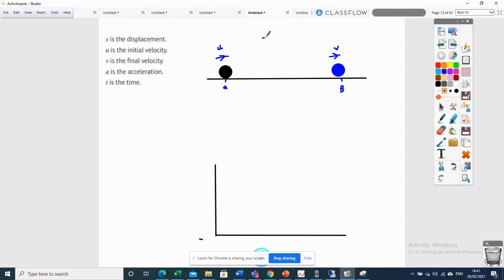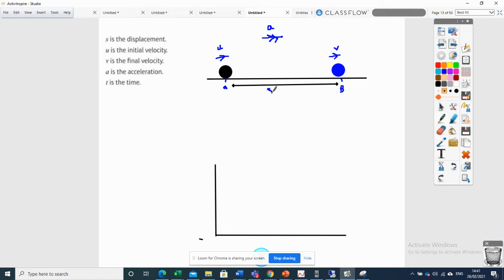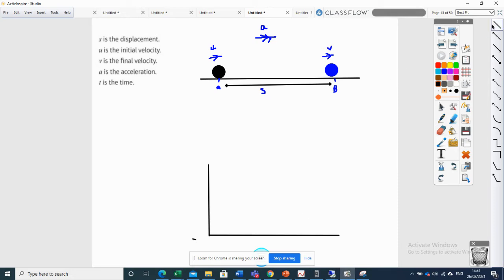In between it's been accelerating, and we use a double arrowed line for acceleration. Then the distance between these 2 points we call S, the displacement. And the time is obviously the time it takes to get from A to B. Okay, so let's put that onto a graph.